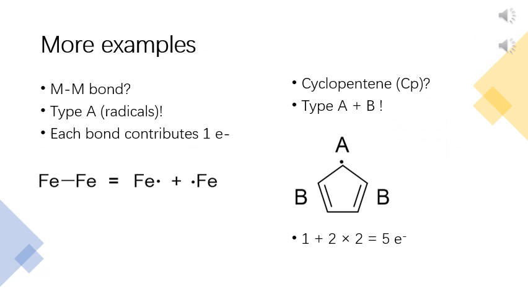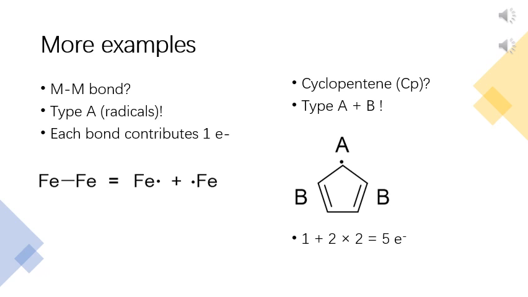We can use our covalent method to deal with more difficult cases. For example, how about metal-metal bonds? You can see a metal-metal bond as a combination of two metal radicals. So it's a type A ligand, radicals. Each metal-metal bond can add 1 electron to your final result.